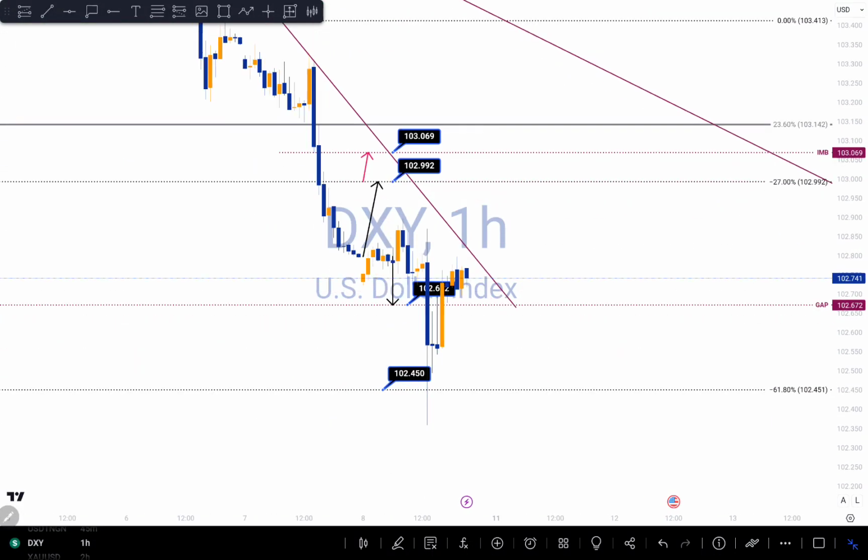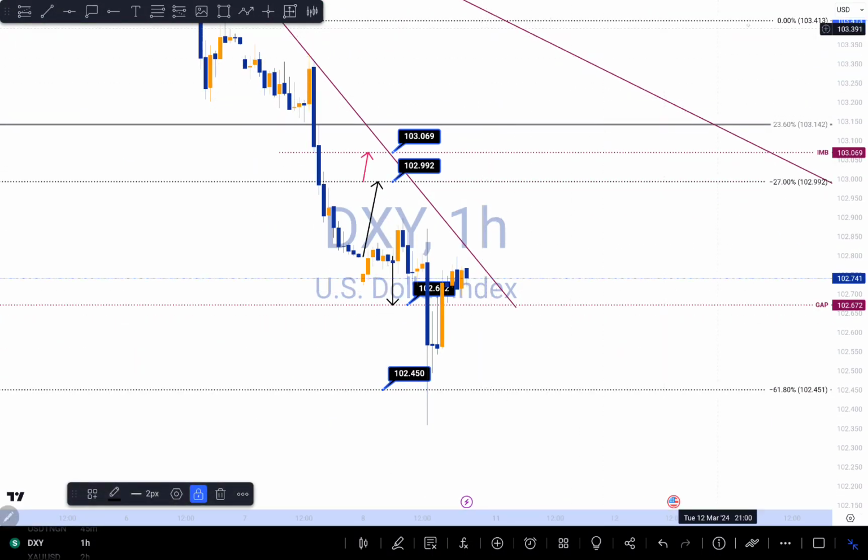Hi guys, so this is my analysis update on DXY. So what are we expecting on DXY? Before I do today's analysis, I'm going to do a quick recap on DXY.